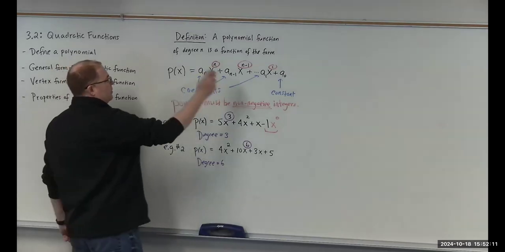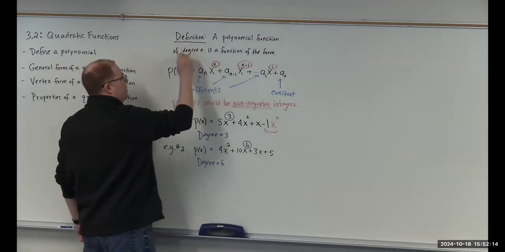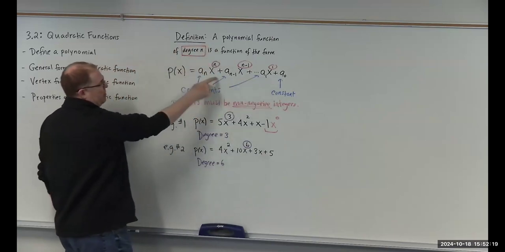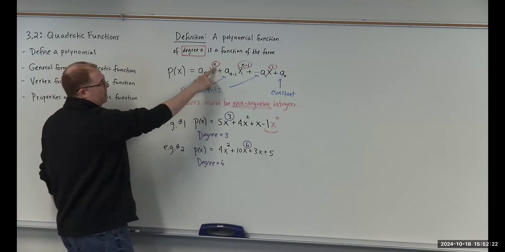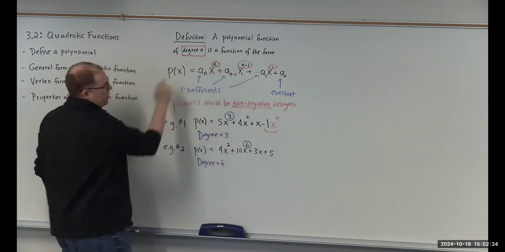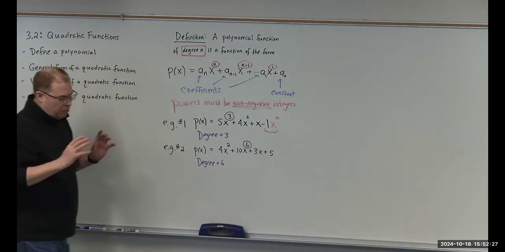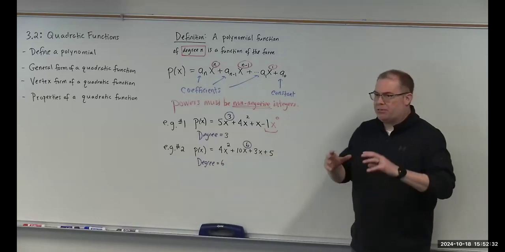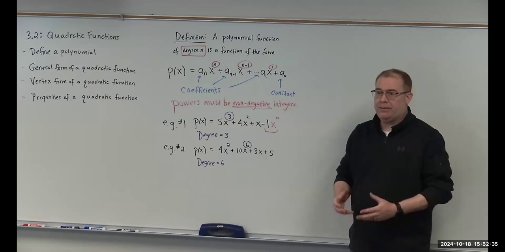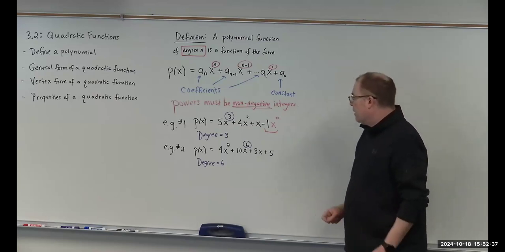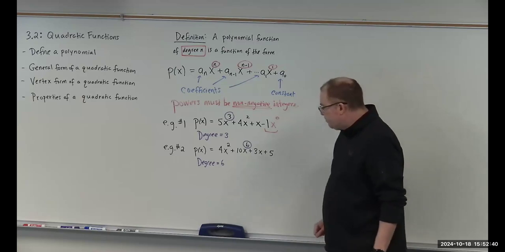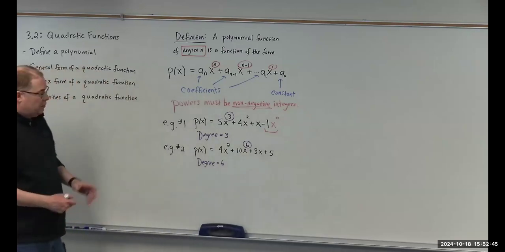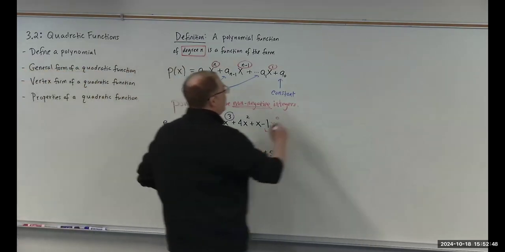So going back to this definition, if these are in descending order, then that means this term has the largest exponent. So this is a polynomial of degree n. So as illustrated here, another thing to keep in mind is that polynomials don't always have to be written in descending order. Very important to know that. Let me show you some examples that are not polynomials.